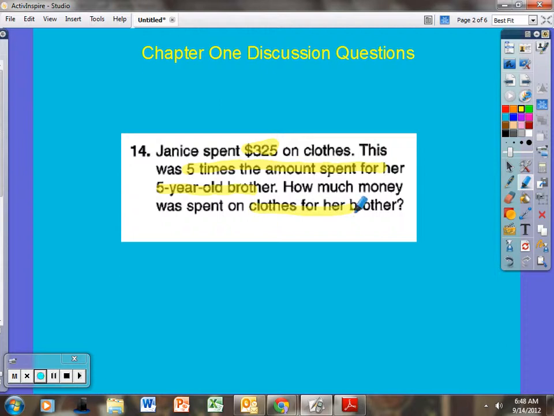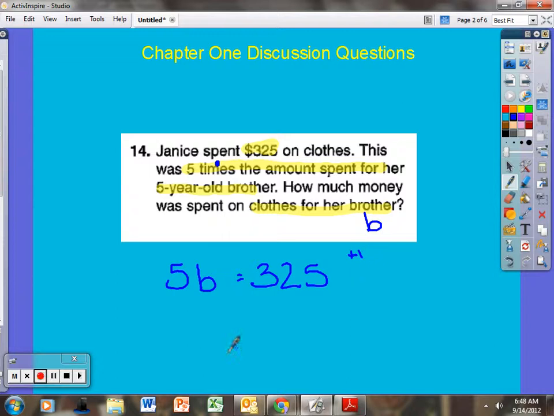Many of you want to go to division to solve this, which is great. But again, I need to use the inverse in my equation. I hear times. I know that's multiplication. I don't know what we spent on her brother. That's the variable. That's the unknown. So we'll call it B for brother. So we go 5 times whatever we spent on brother is equal to what we spent on Janice, $325. And now, here's my equation. That's already 1 point for myself.